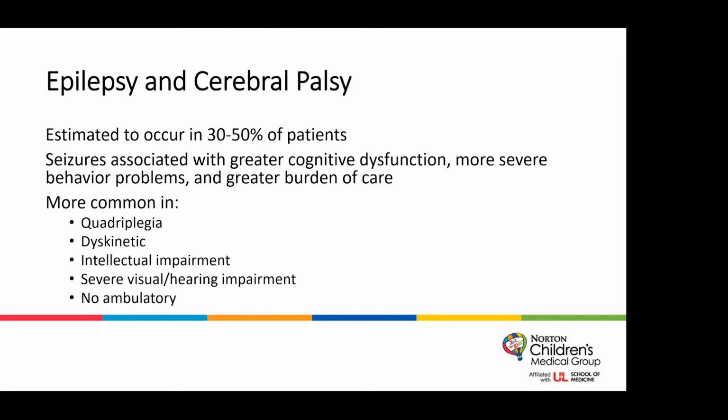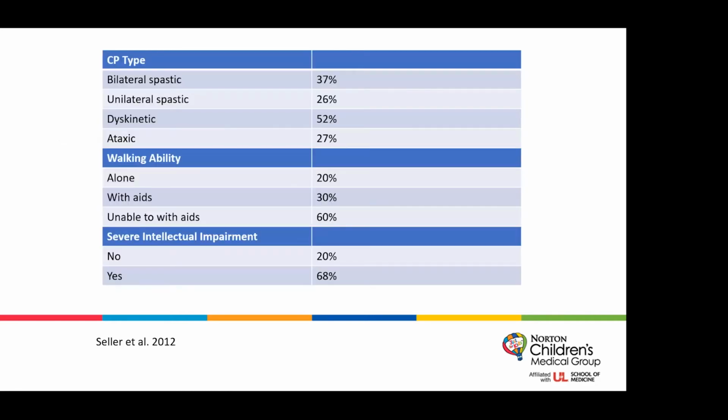Risk factors for patients with epilepsy. So it's much more common, like I said, in patients with quadriplegic cerebral palsy, but also dyskinetic cerebral palsy. Patients with intellectual impairment, so the more seizures you have, the worse intellectual impairment you have, but also vice versa, if you have intellectual impairment, you can have more seizures. Patients who have severe visual or hearing impairment have higher risk of seizures, and then of course patients who are non-ambulatory, so implying more injury to the brain. So this, again, just breaking that down. We see it higher in patients with dyskinetic, patients who aren't walking, and patients with intellectual disability.